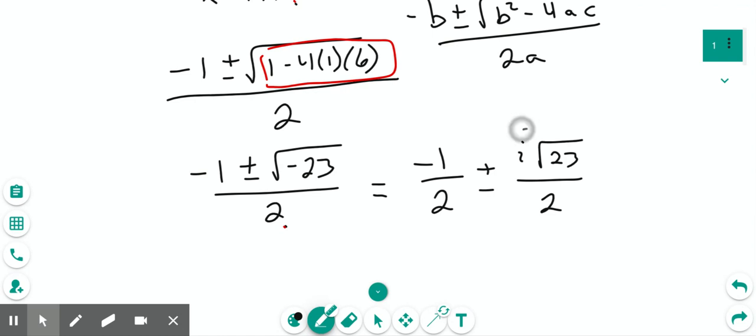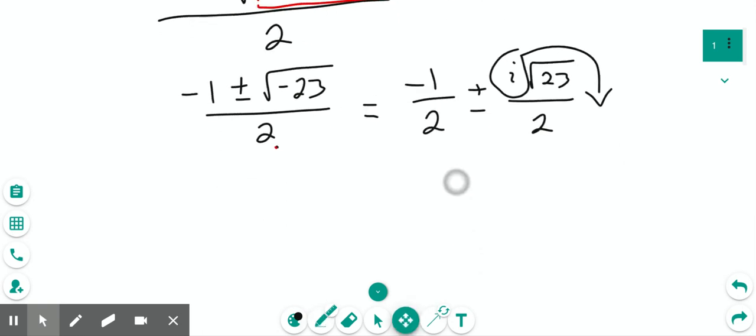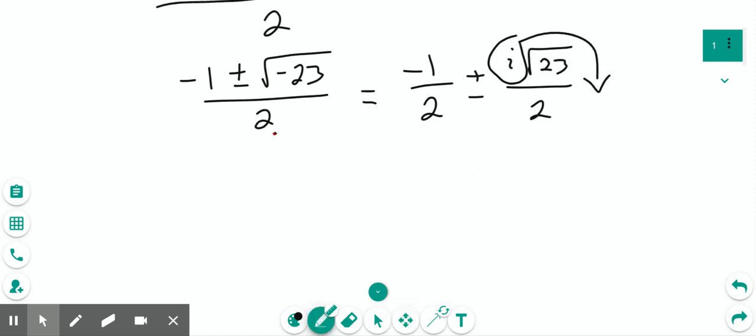Now, I would much rather see this out here, because remember, it's a plus or minus b times i. So to make this a true, standard format complex number, we're going to change this to be negative 1/2 plus or minus the square root of 23 over 2 times i. And there's our complex number.